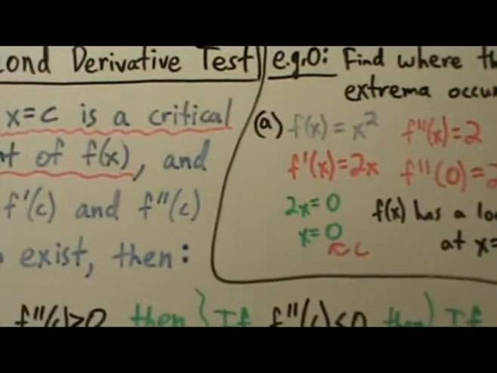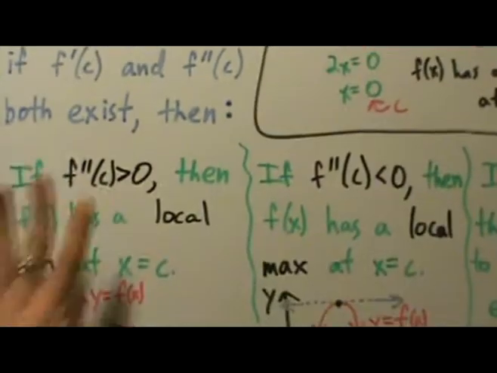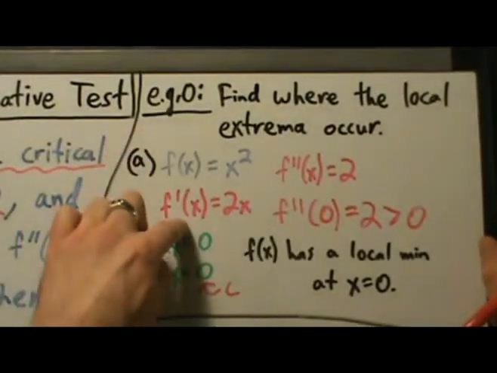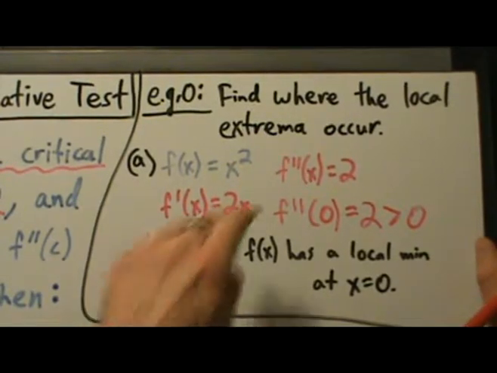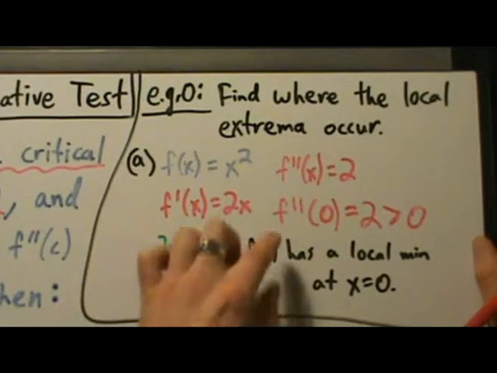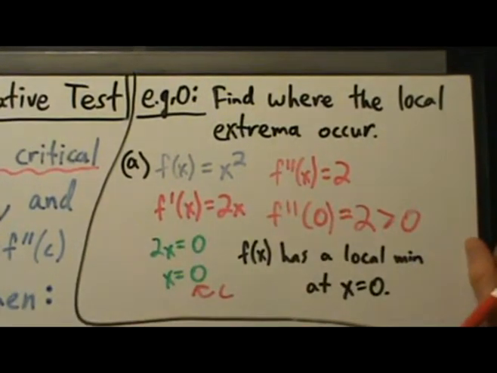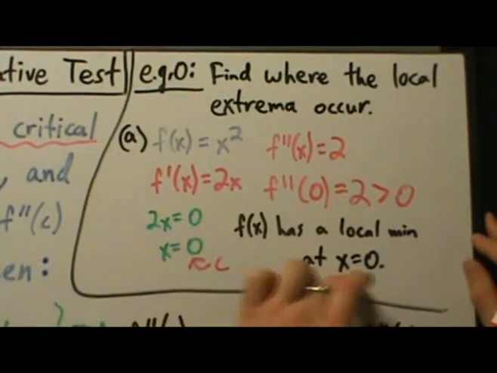So if x equals c is a critical point of f of x, and if f prime of c and f double prime of c both exist, then this first case is what applied here. We had our function f of x, x squared, took a derivative, and found all the critical points. There's only one critical point, so now we just find the second derivative and evaluate it at that critical point. We end up with f double prime of 0 is 2, which is positive. So just right away, the second derivative test tells us f of x has a local min at x equals 0.